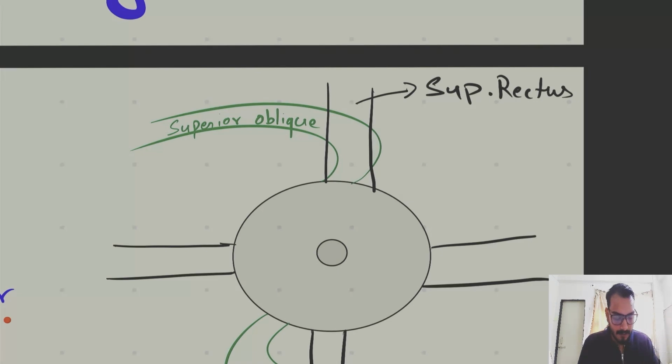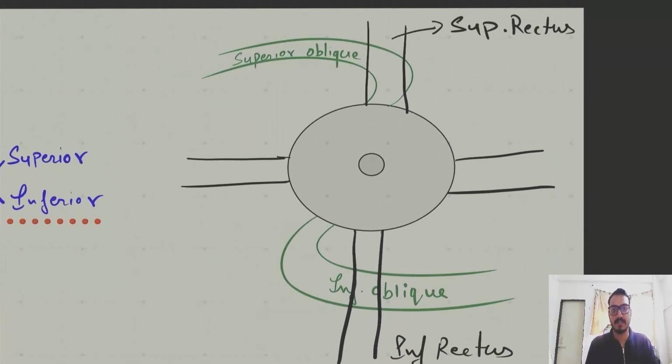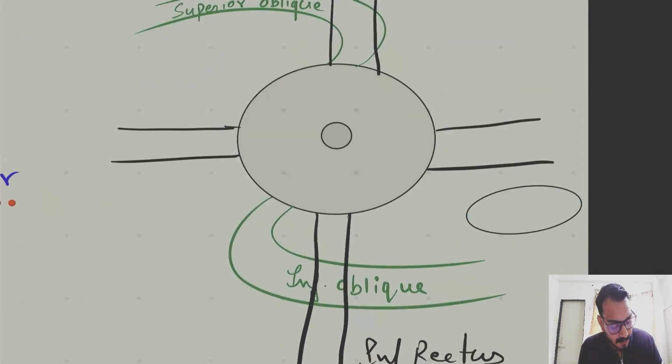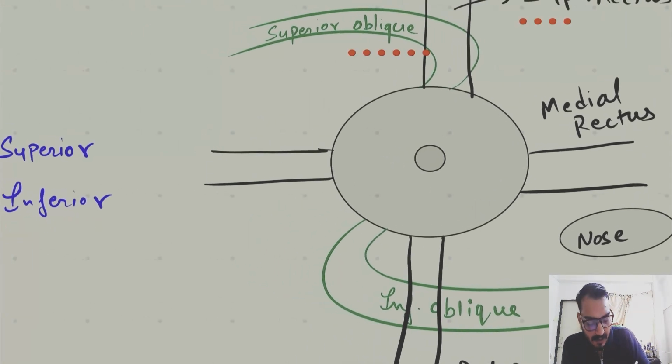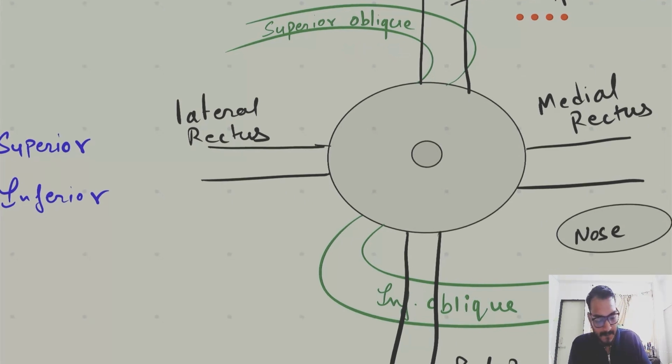But how will you find out which one is lateral and which one is medial? At the side of the nose, you will have the medial rectus, and on the opposite side of the nose, you will have the lateral rectus.